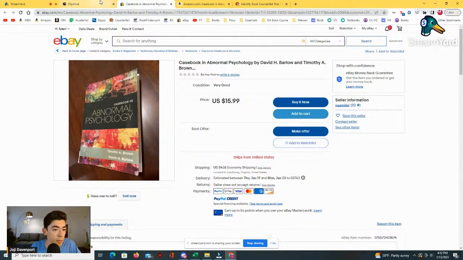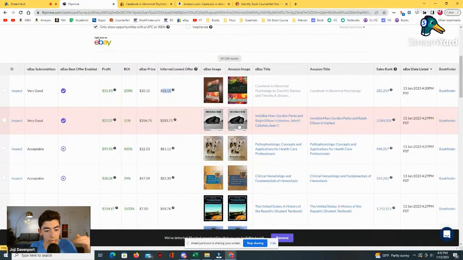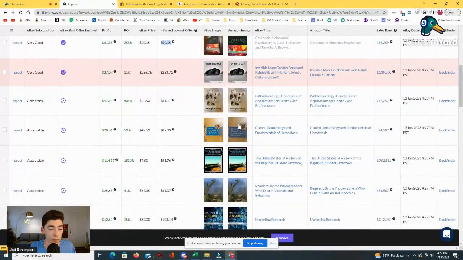But the goal of FlipMine is to find a book so undervalued that what you buy it for on eBay is so crazily underpriced compared to what you can sell it for on Amazon that the money you make is just from selling it for what it's actually worth.